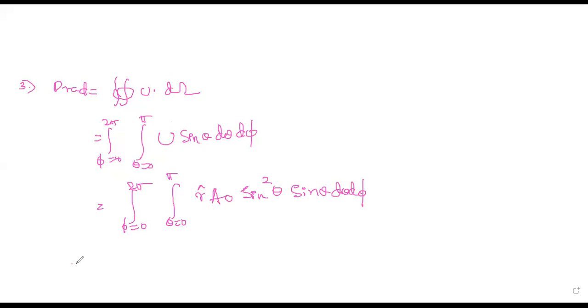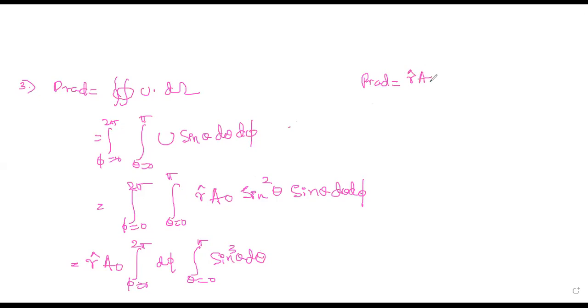Now take out the common constant terms. R cap you can take out, a naught you can take out, and bring the phi terms and theta terms together. Here you have d phi, and theta is equal to 0 to pi. This will be sine cube theta d theta. Now apply the formula of sine cube theta and solve it first. We have already done such kind of problems.